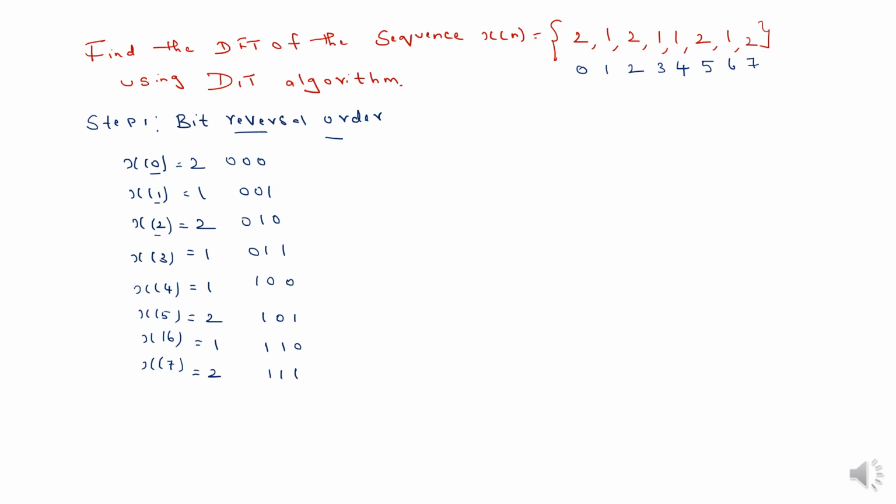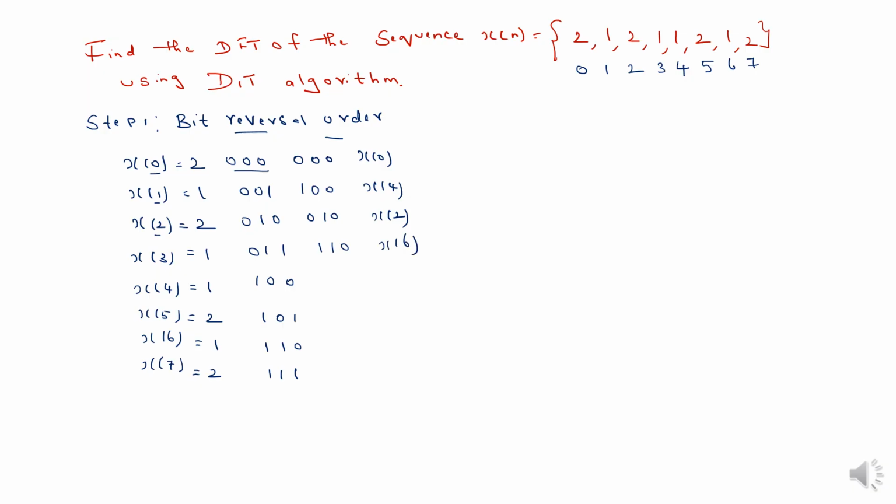If I reverse the bits 0, 0, 0, it is going to be 0, 0, 0 only. So this is equivalent to x of 0. If I reverse this bit, it is going to be 1, 0, 0. So 1, 0, 0 is nothing but x of 4, bit equivalent to 4. If I reverse this, it remains as 0, 1, 0 only. Therefore, it is equivalent to x of 2. If I reverse this bit, it is 1, 1, 0. So 1, 1, 0 is equivalent to x of 6.